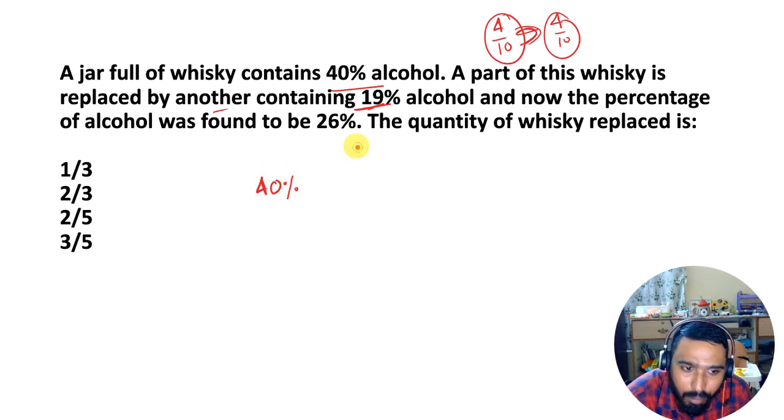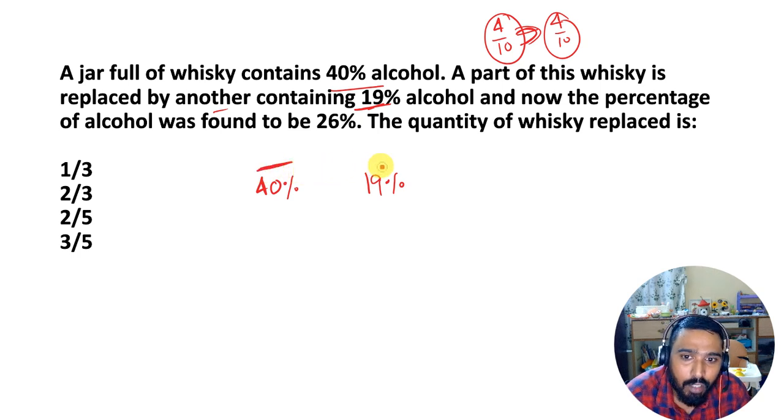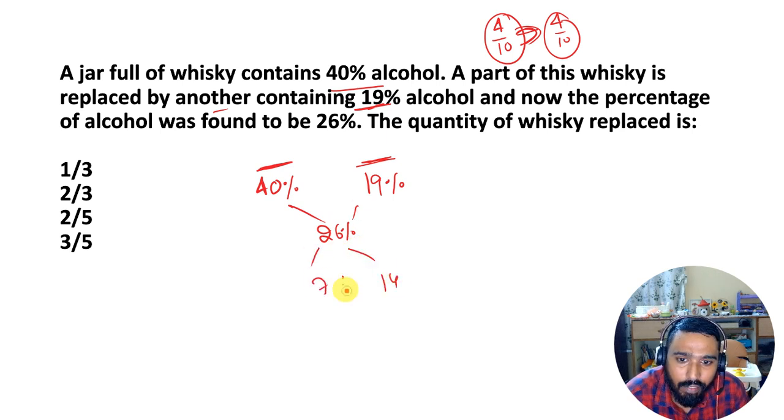Some part of the 40% is removed, and 19% is added. So what will happen? The remaining part of the 40% will add to the replaced 19%. Overall, it should become 26%. The ratio should be 14 here and it should be 7 here. So it should be 1:2.